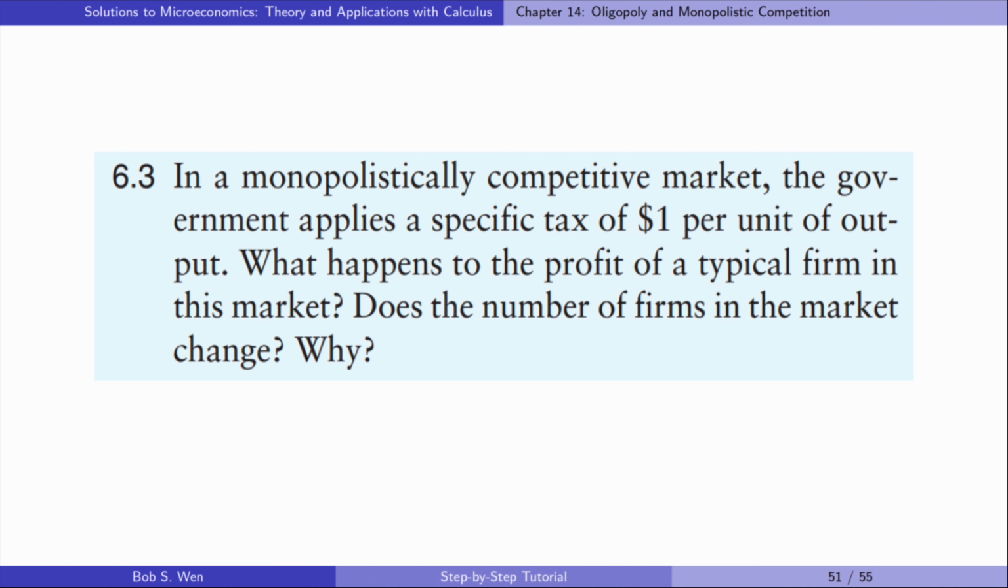Let's solve exercise 6.3. In a monopolistically competitive market, the government applies a specific tax of $1 per unit of output. What happens to the profit of a typical firm in this market? Does the number of firms in the market change?